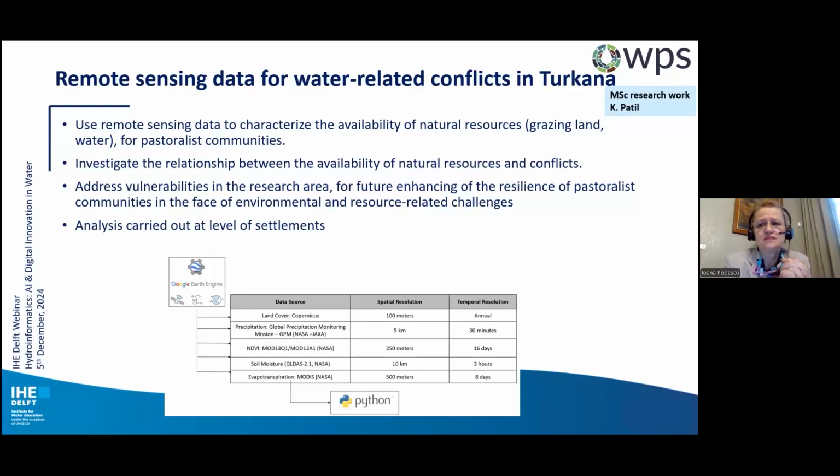And this is an MSc research work of Krishna that used remote sensing data to characterize the availability of natural resources, look at how these resources are depleted, try to look at the relationship between availability of natural resources and the conflicts that are there in the area, and to address the vulnerabilities. All the analysis is carried out at the level of settlements around the lake.